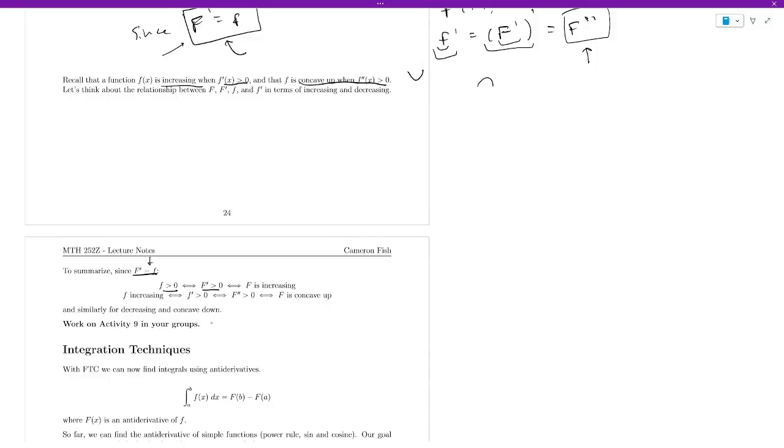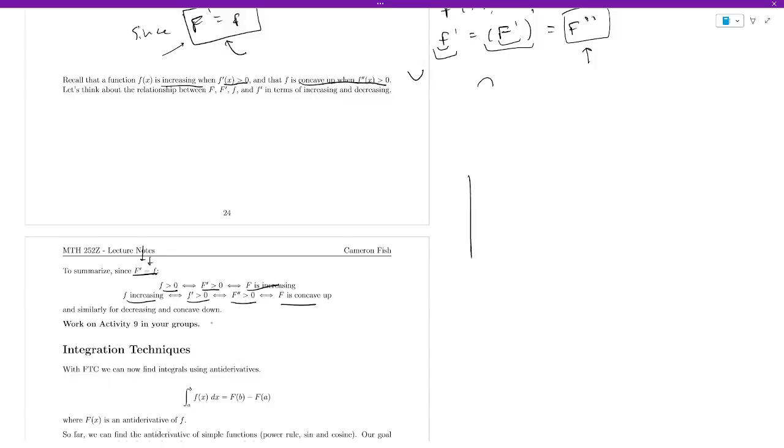But big F prime being positive is the same as big F increasing, because that's what it means for a function to be increasing. Similarly, if little f is increasing, then its derivative is positive, that's what it means. But because big F prime is little f, that also means that big F double prime is positive, which means big F is concave up.